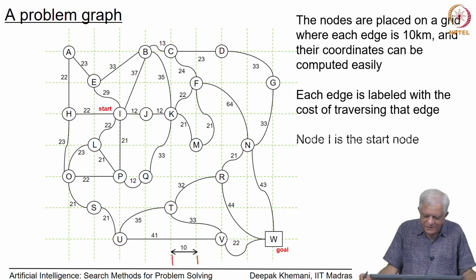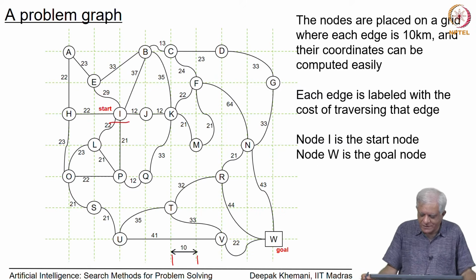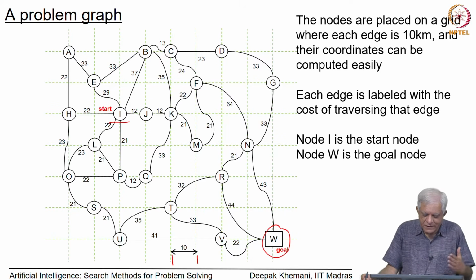In our example here, we have chosen the start node I, which is in the middle of the graph somewhere, as a start node, and this node W, which is at the corner, as a goal node essentially. So, we want to see how our algorithms find paths from the start node to the goal node.